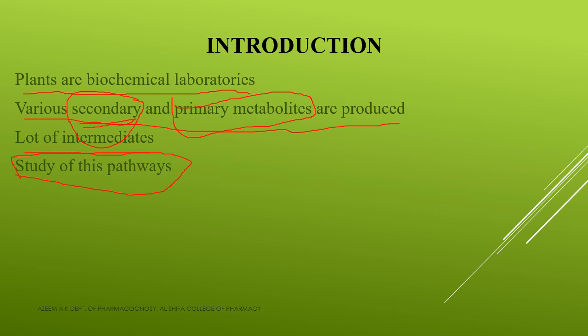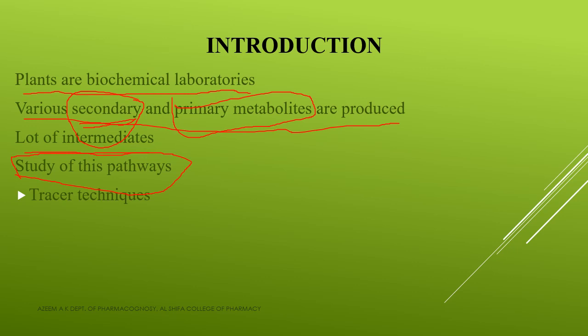For example, the shikimic acid pathway. The starting material is phosphoenol pyruvate, then erythrose phosphate, then a keto compound, then dihydroshikimic acid, quinic acid. Likewise, a lot of intermediate compounds are there, and it is very difficult to find out what intermediates take place in the synthesis of these compounds. That is, the study of this pathway is very difficult.